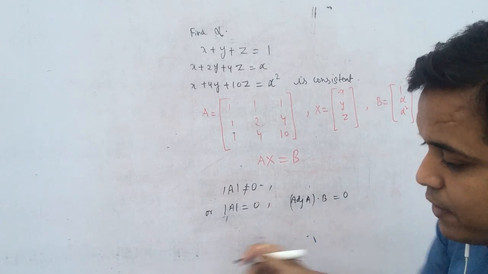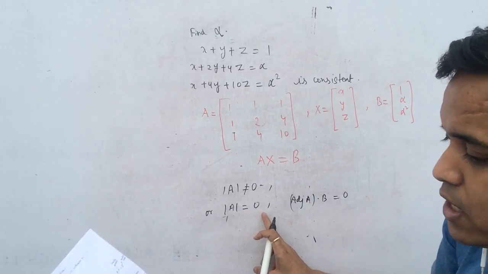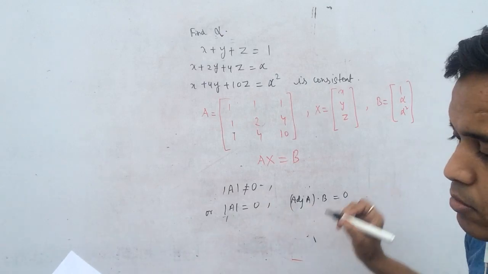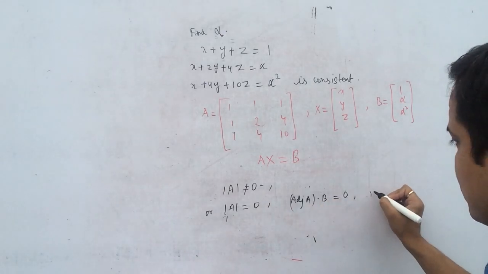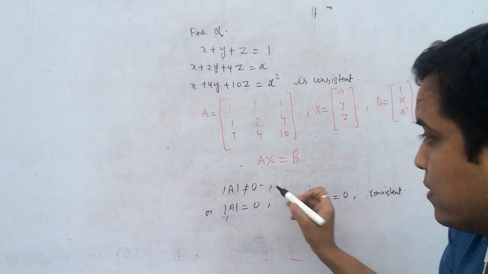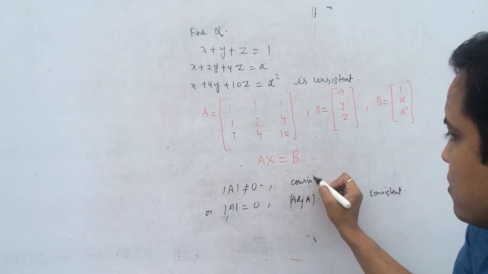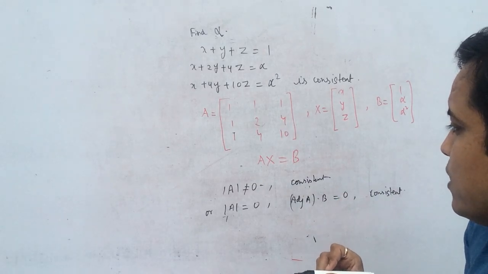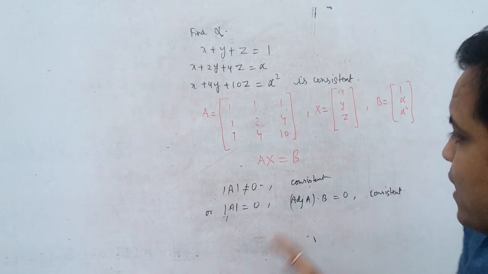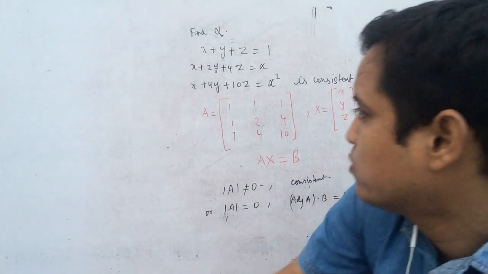Okay, so in this case, if determinant of A is equal to 0, we have the case if adjoint of A into B equal to 0, then we can say that it is consistent. Here consistent also. So we have two cases. Determinant of A is not equal to 0, it is also consistent, and it has a unique solution. So we have to check whether determinant of A is 0 or not first. So let's check it out.